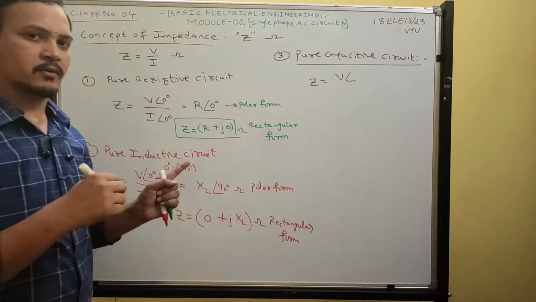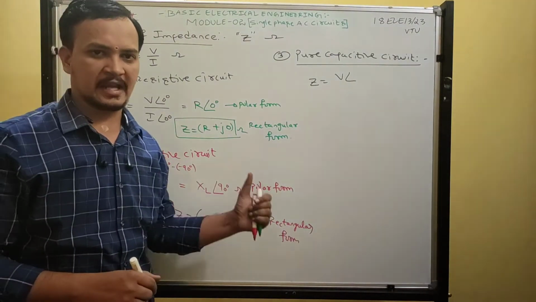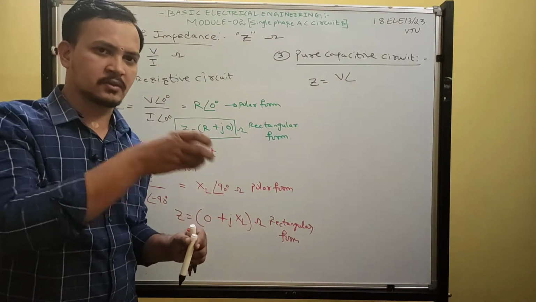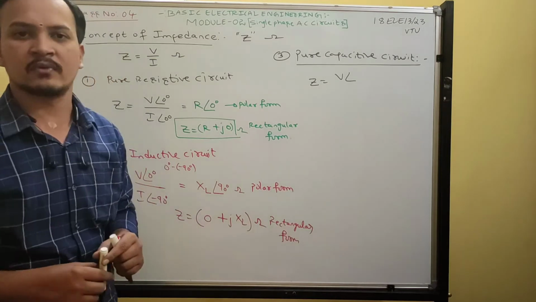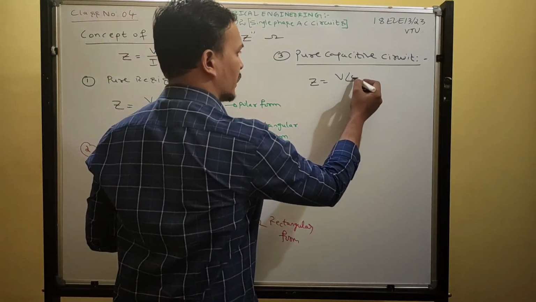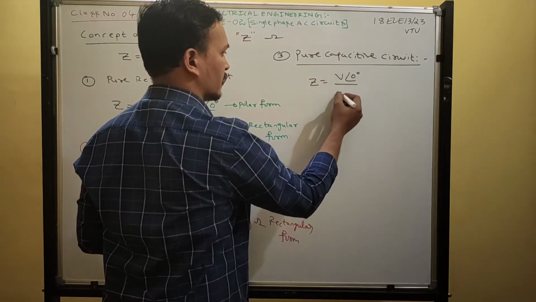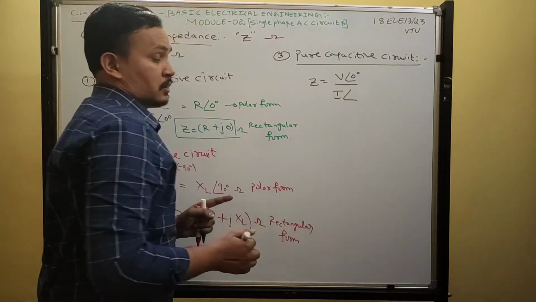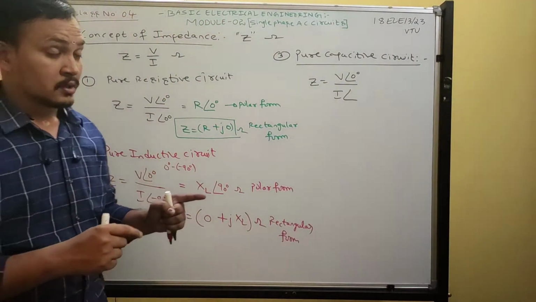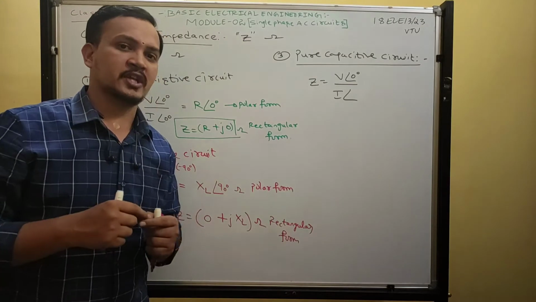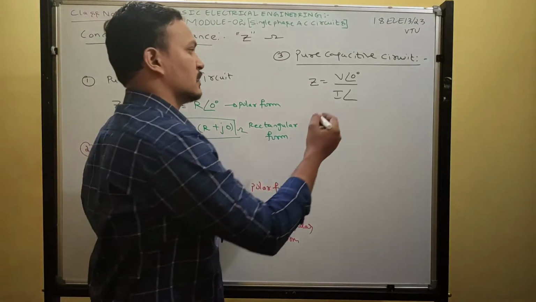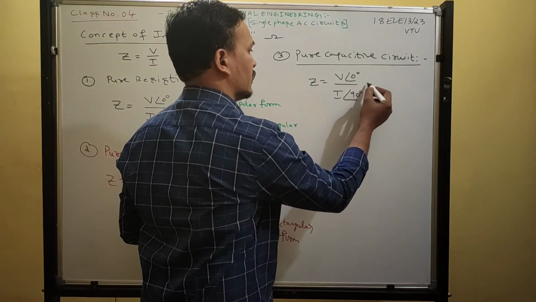Assume that we have studied the pure resistive circuit in class number 3. I applied some voltage to the circuit. Then I determined what current is flowing in the circuit. This is the applied voltage to the pure capacitive circuit. Then I got the current relation. In a pure capacitive circuit, current leads the voltage by how much? 90 degrees. So current leads the voltage by 90 degrees.